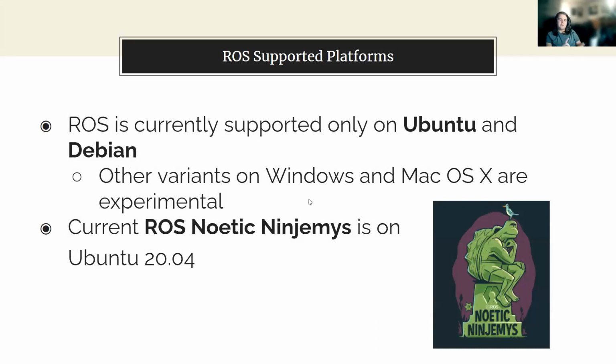Okay, so if we go back, that's all of the base things about ROS itself, right? Those are all the components that you have to be worried about in the central part of ROS. And now I want to talk about how we use ROS, what tools we use, and as a developer, what we're going to be looking for when we start using it. So first of all, ROS is currently supported only on Ubuntu and Debian, which are two Linux platforms. There are variants on Windows and Mac OS, but they're experimental. And unless you like solving obscure problems that probably don't have documentation, you probably don't want to be dealing with those.